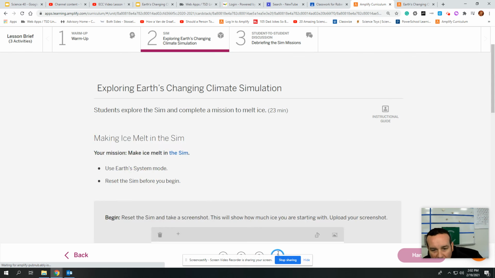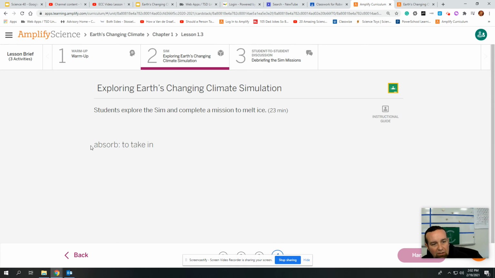When you're done with that, we are going to just look at this vocabulary word. To absorb means to take in. Push this hand in button. We're going to skip part 3, and you are done with the lesson.